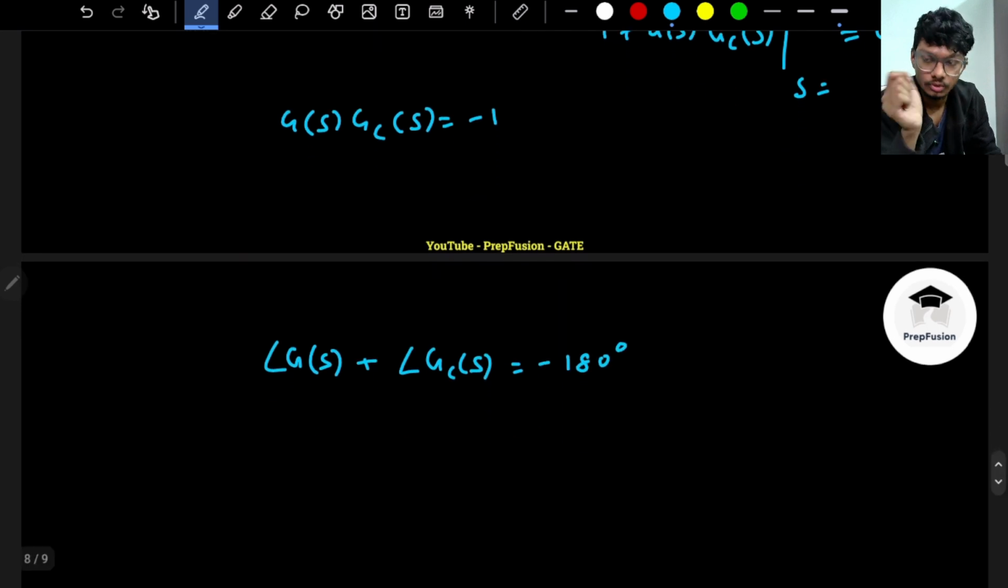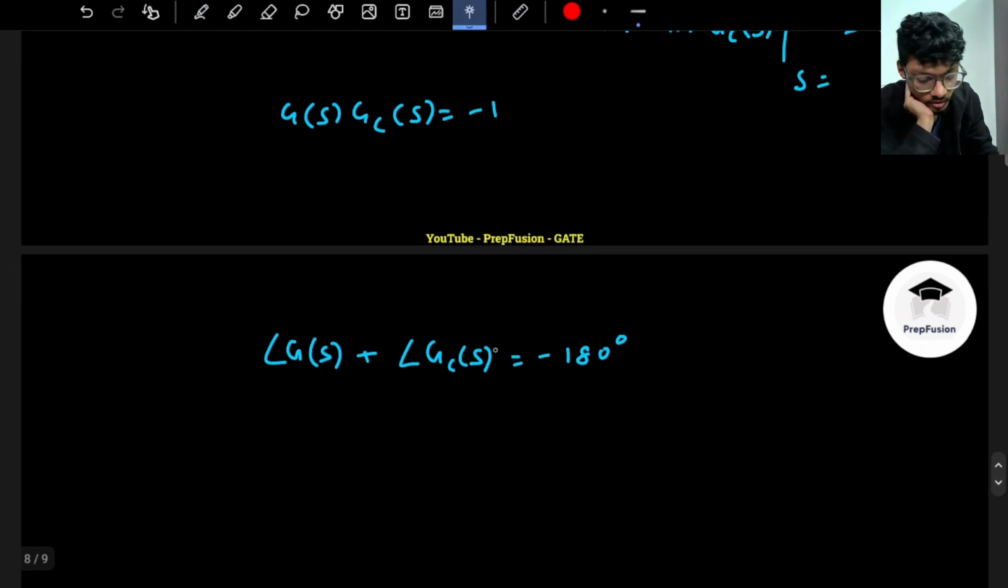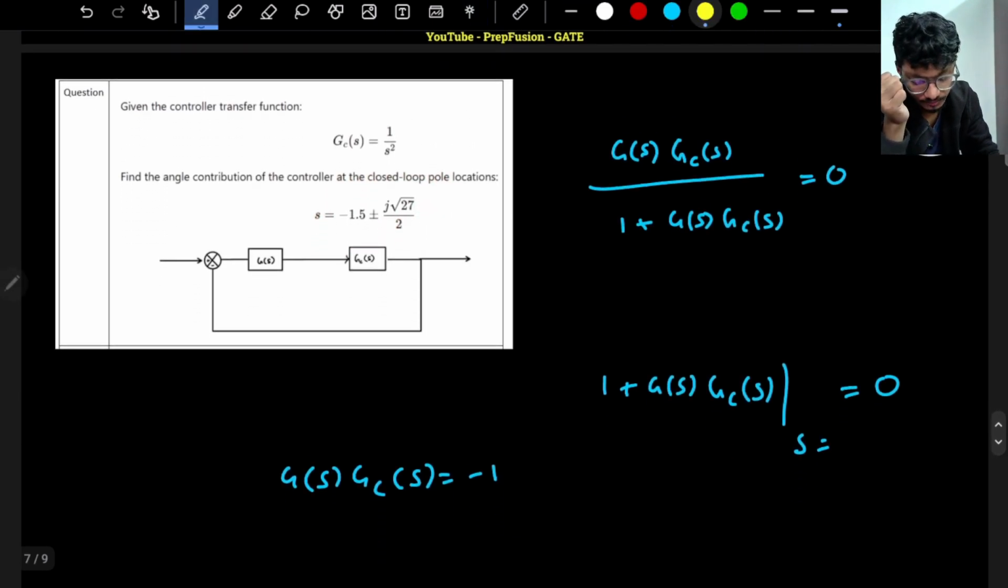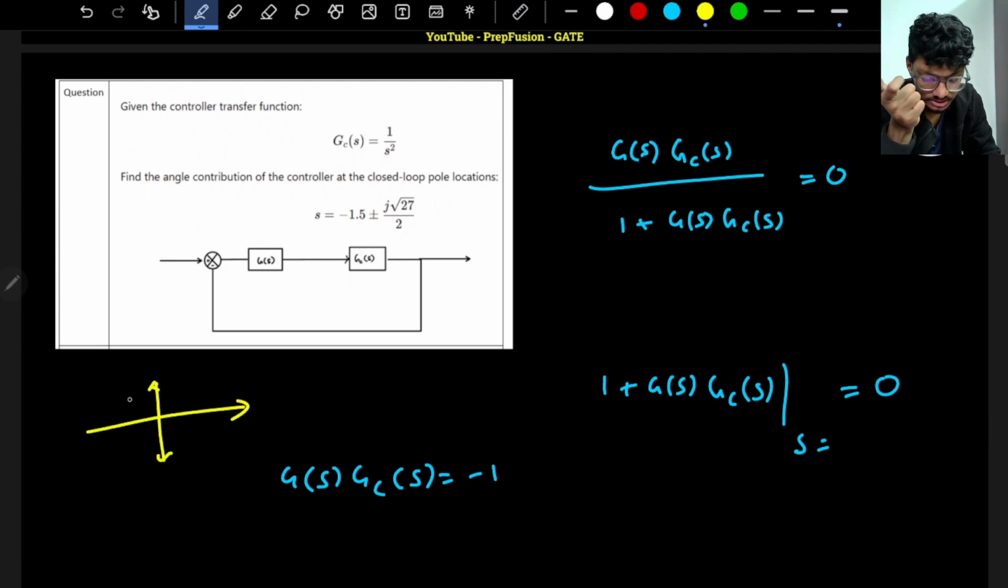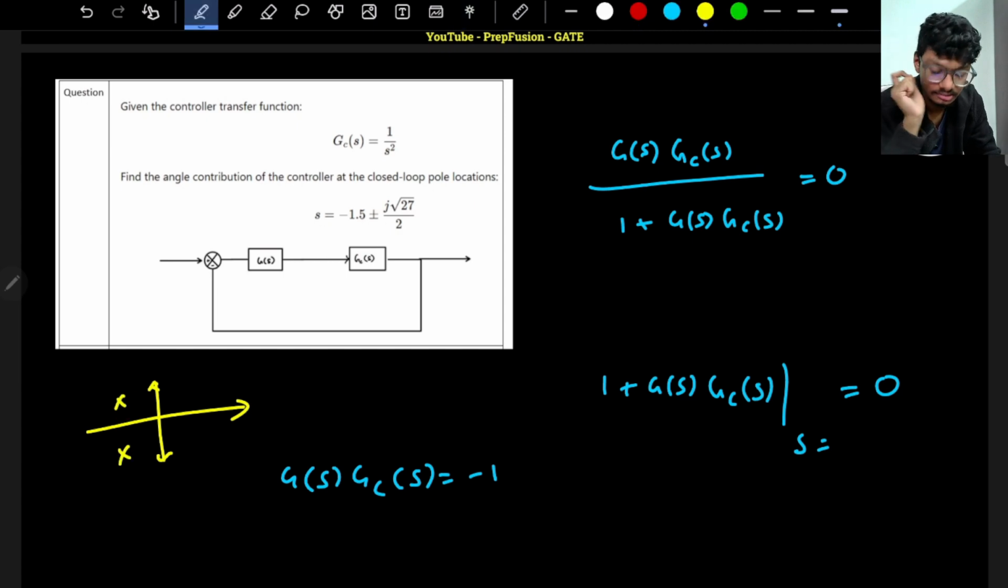Okay, so now what is the angle of this Gc(s)? Now where are the poles? If I draw the pole-zero diagram, what are the locations of the poles? So the location of the poles: one is in the second quadrant, and another one is in the third quadrant.